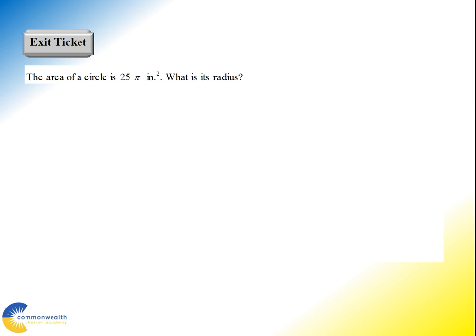So I'm going to use the fact, as I do this, that the area is pi times r squared, which means that 25 pi is going to equal pi times r squared. When I start solving this equation for r, which is the radius, I get that r squared equals 25, and then when I square root both sides, I get that r is 5 inches.